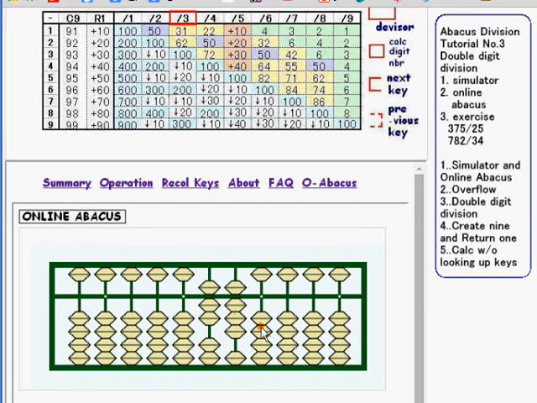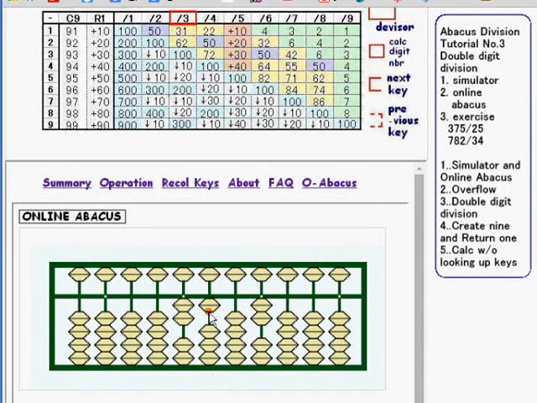782 divided by 34. The calculation digit number is 7. For 7 over 3, the calculation division key is 200. So subtract 6, add 2. And subtract 2 times 4 from 18, like this.